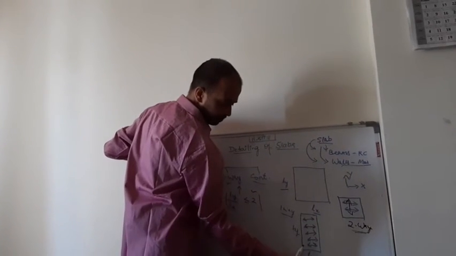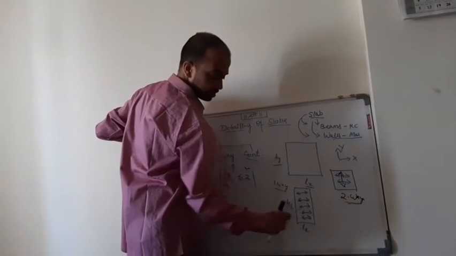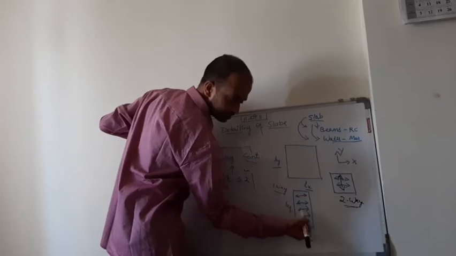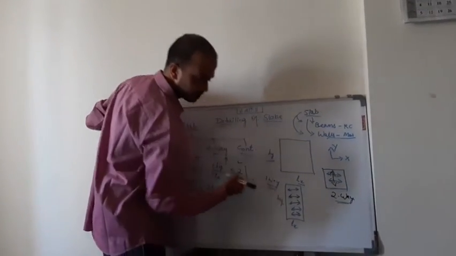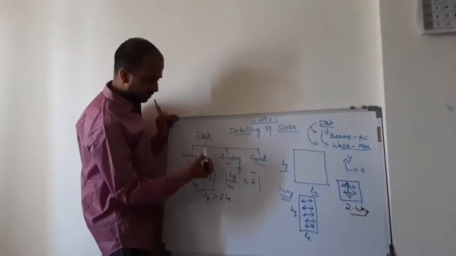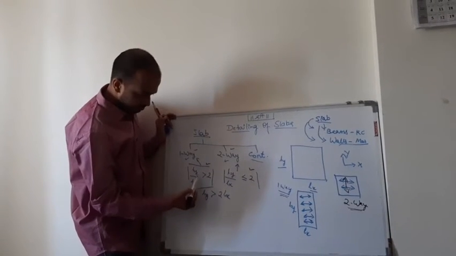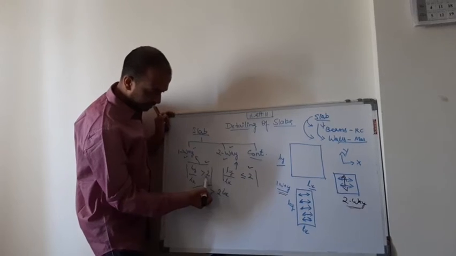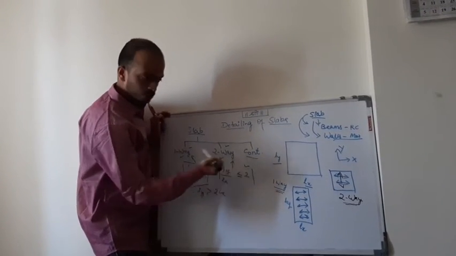The other way, if you find that one of the dimension is larger than the other, then the load transfer will take place along the shorter direction as mentioned here. So such type of slab is called as one-way slab. So these are the two methods in which we identify whether it is a one-way slab or two-way slab. The first method is find out the ratio of Ly to Lx. If it is greater than 2, it is one-way slab. If it is less than or equal to 2, it is two-way slab.